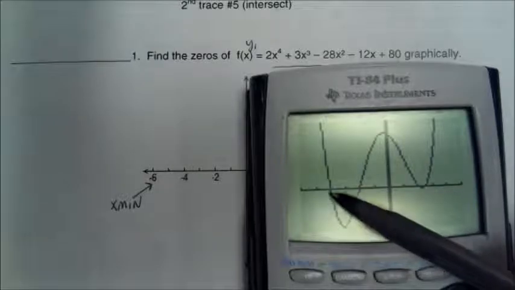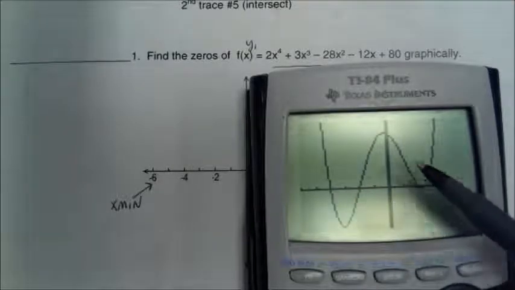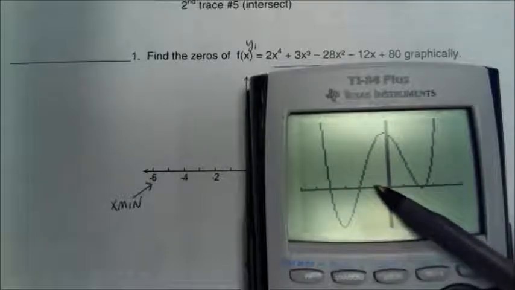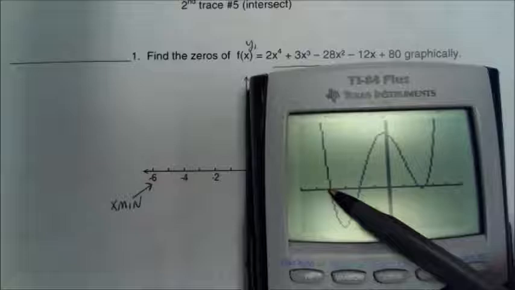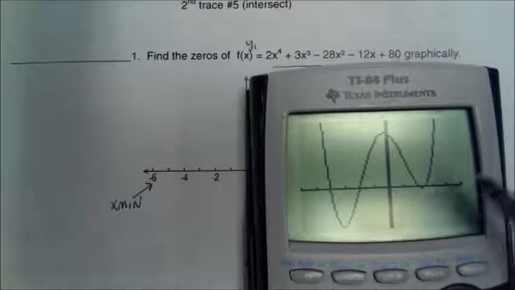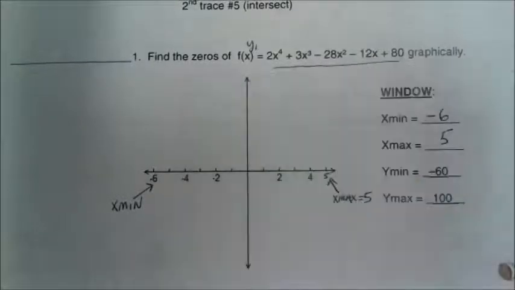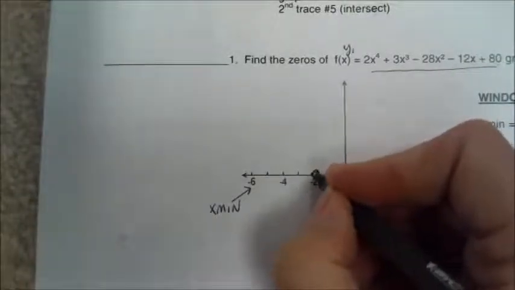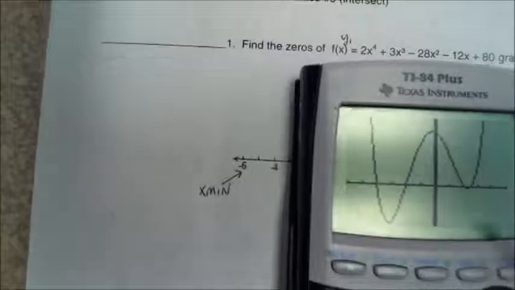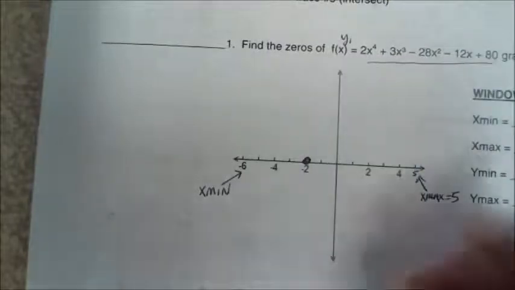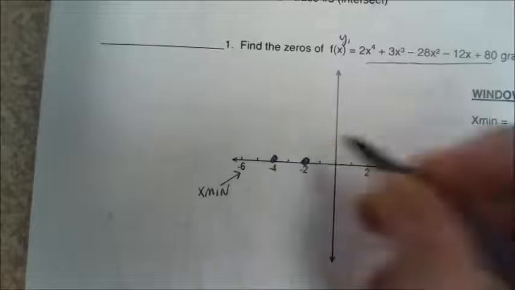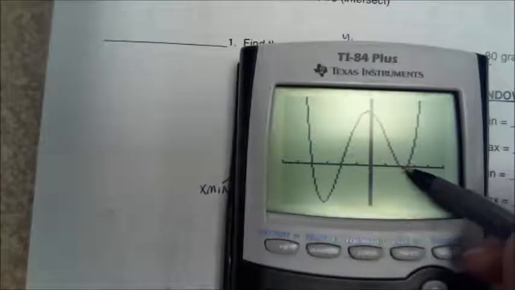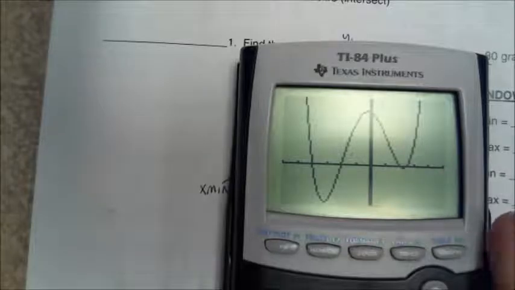Well, the zeros are where it crosses over the x-axis. So it crosses over here. The tick marks are by 1, so this is -1, -2, -3, -4, -5, and -6. So it crosses over at x equals -2. So I'm going to put a big point on -2, and it also crosses over here at -4. So I'm going to put another dot on -4. And then it goes through the x-axis. It's kind of hard to tell what's going on here. It goes underneath very slightly.